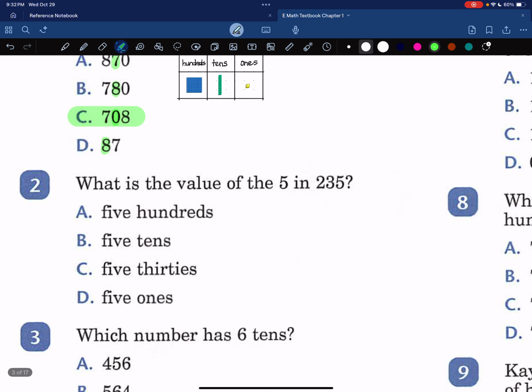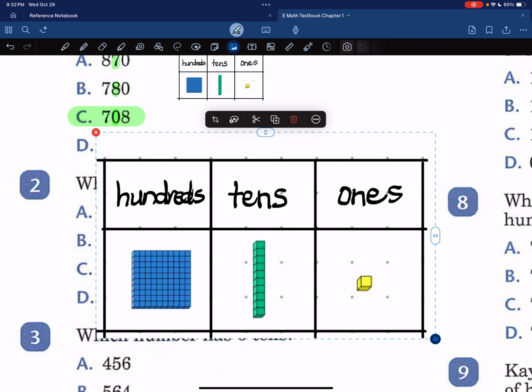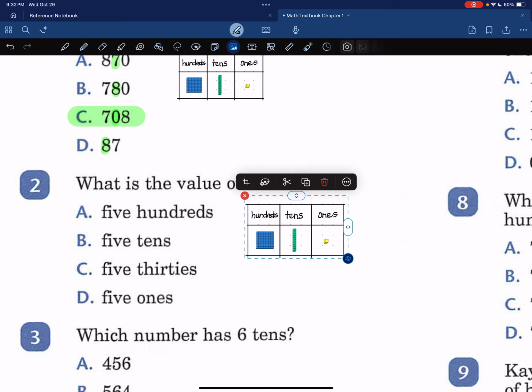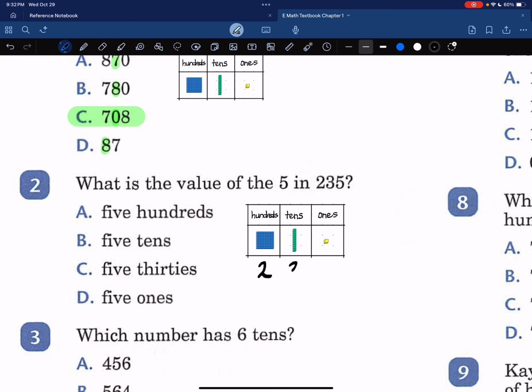What is the value of the 5 in 235? So let me bring in my place value chart just as a mental anchor. And let's put in the 2, the 3, and the 5. We're interested in the 5. And the 5 is sitting in the ones place.